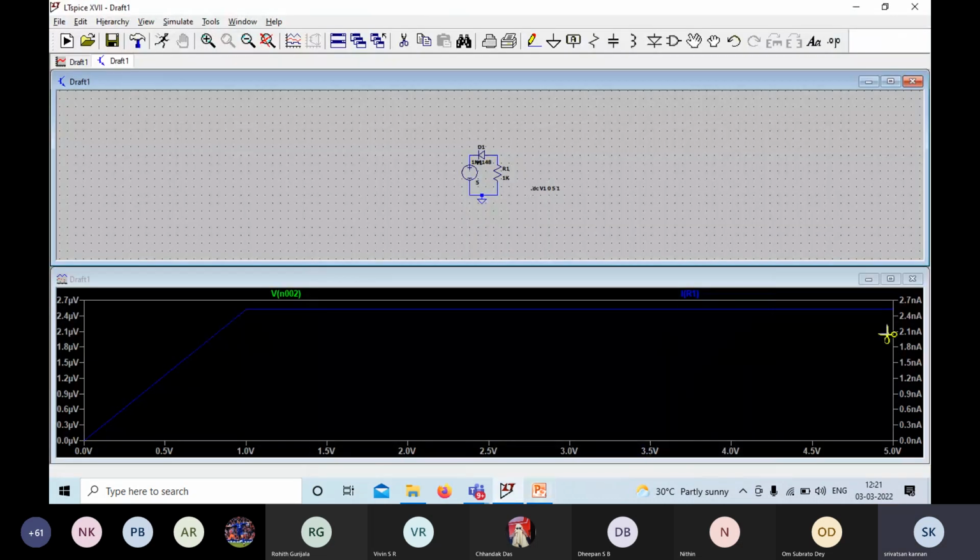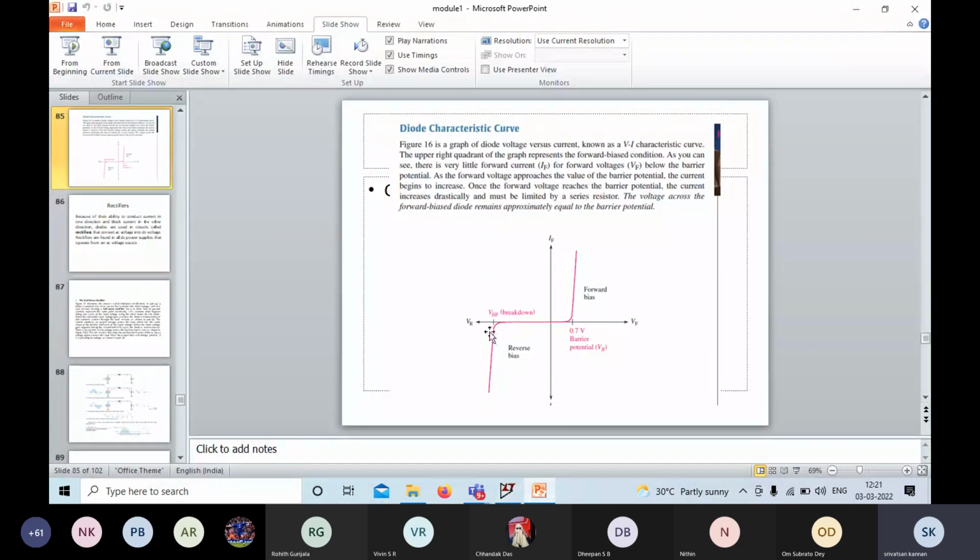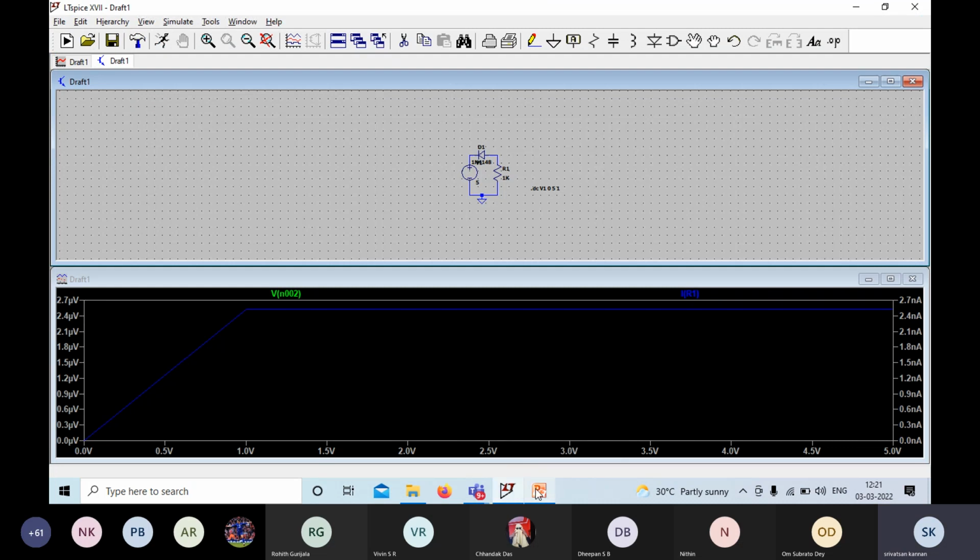So after breakdown only the current increases abruptly. You can see from this graph, we are not operating the diode at the breakdown point. We are operating just below the breakdown point of the diode. So the voltage is almost constant and current is almost constant. And once breakdown occurs, then current starts to increase. But this condition should be avoided, otherwise the diode will be damaged. We should not operate the diode at the reverse breakdown point.